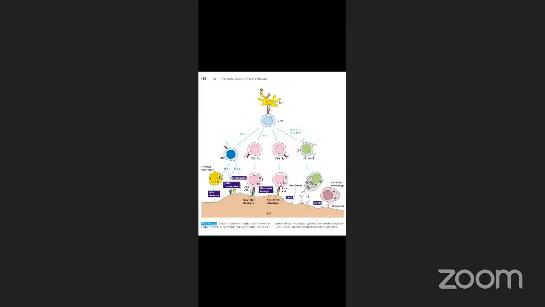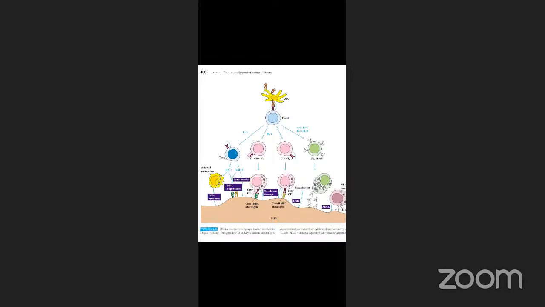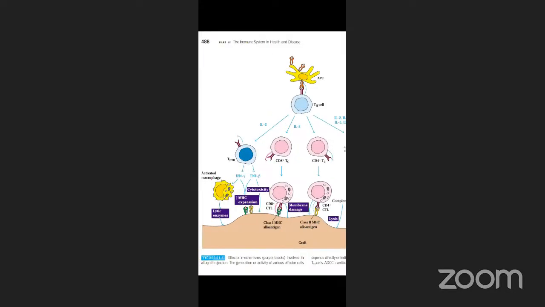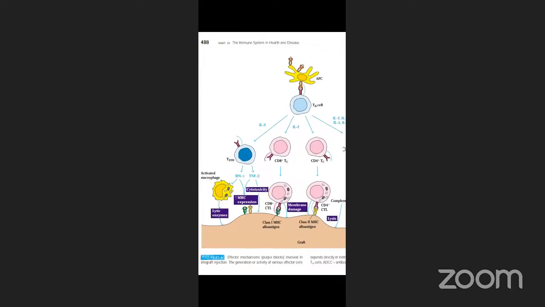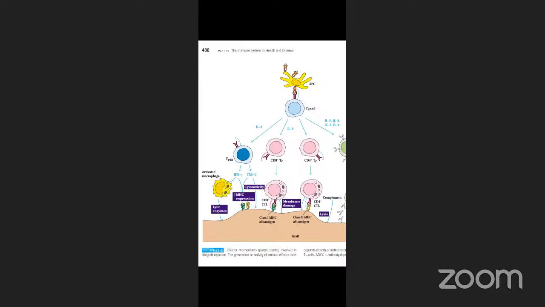I will show one example for you. Different types of pathways get activated. This is how different types of pathways are involved in graft rejection. For example, lytic enzymes. This is the graft. Again, these are the mechanisms that fight against the graft.